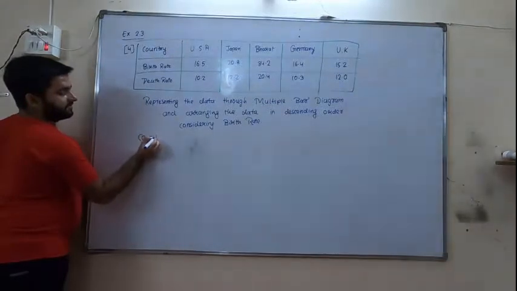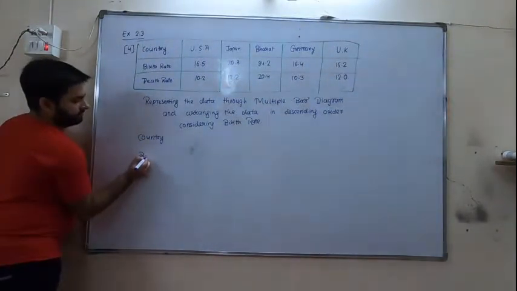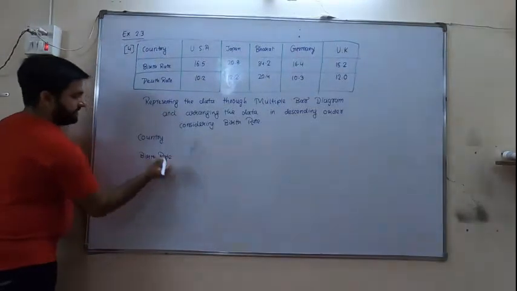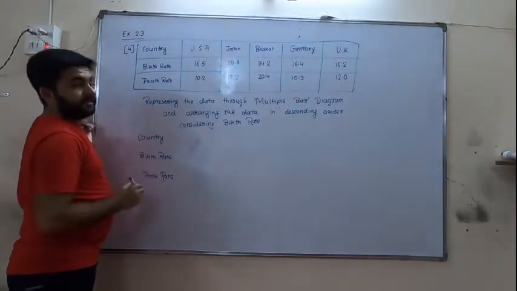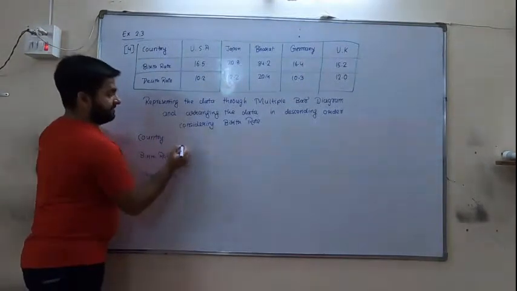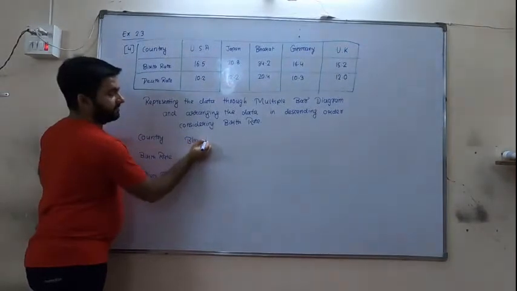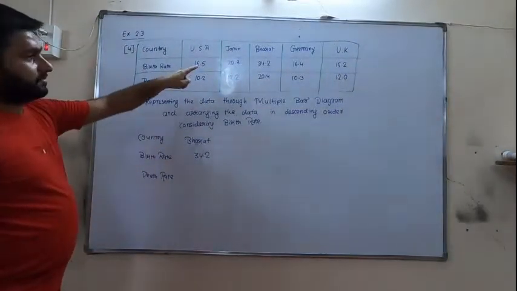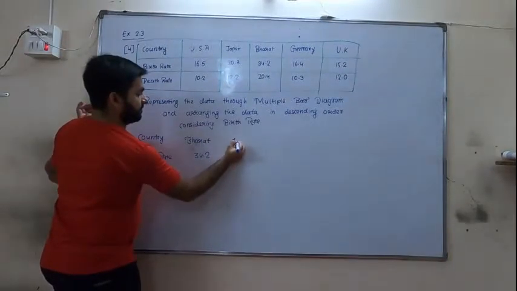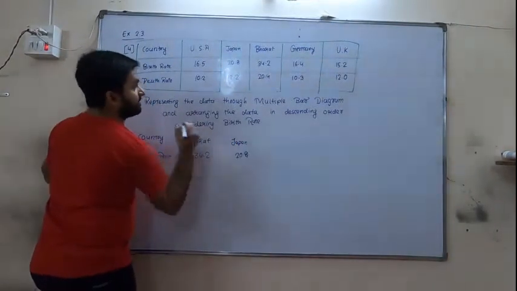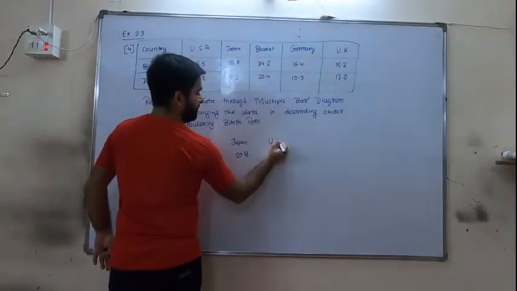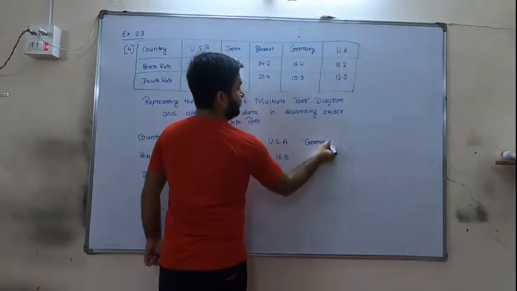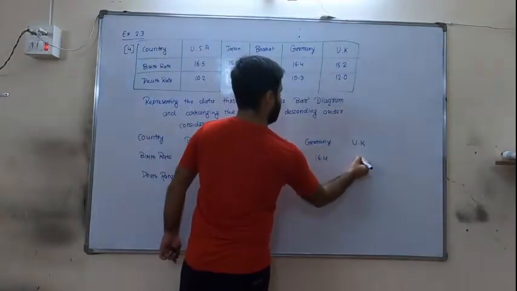Okay, country, birth rate, death rate. Now, the country with highest birth rate is India, name is Bharat, 34.2. Then don't write death rate below it. Japan has 20.8. After that, USA 16.5. After that, Germany 16.4, and finally UK 15.2.